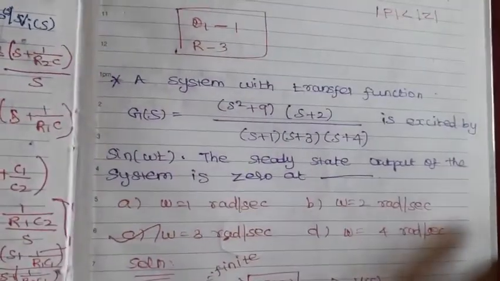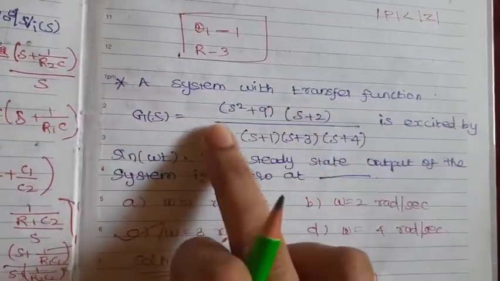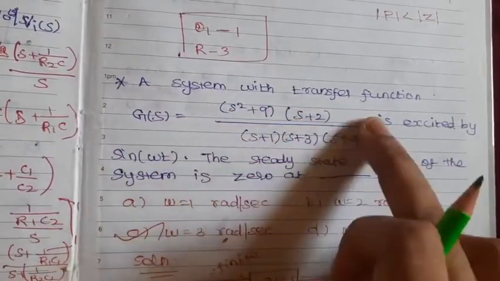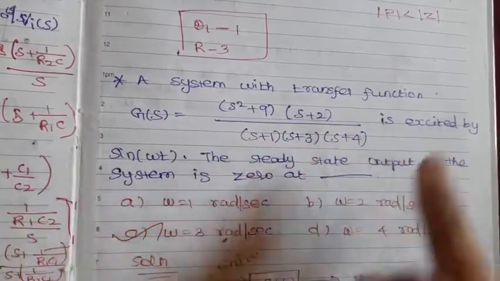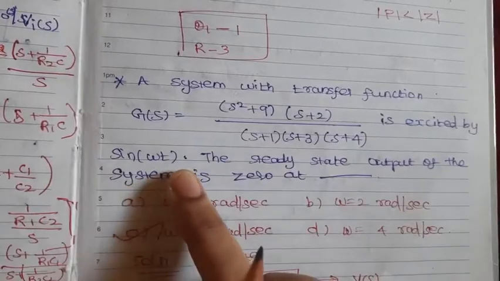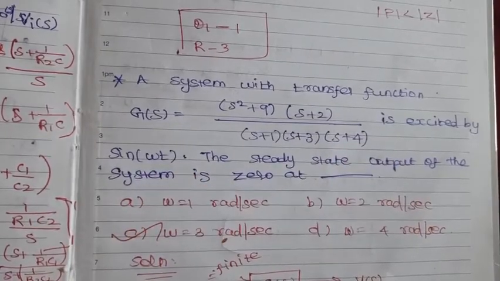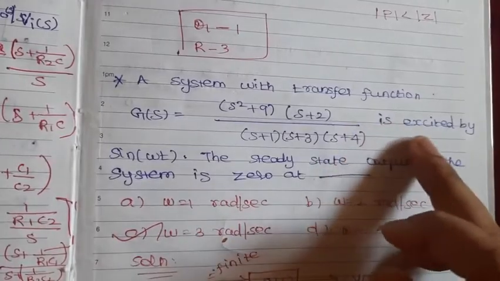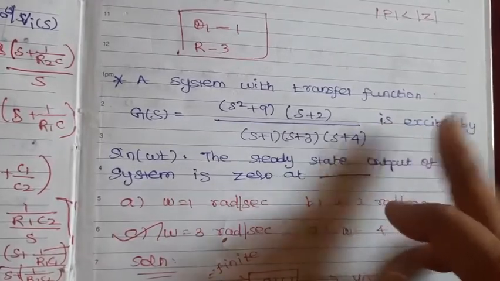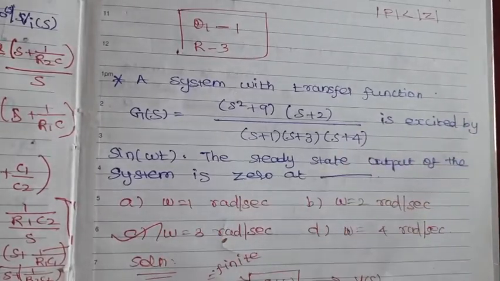I think this is the final problem in this control system lecture. A system with transfer function G of s equal to s square plus 9s plus 2 divided by some transfer function is given, and is excited by sin omega t. Excitation means input, response means output. Input can otherwise be called excitation, and output can be called the response also.